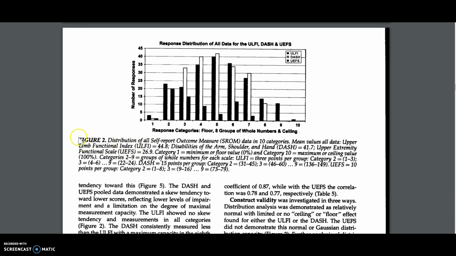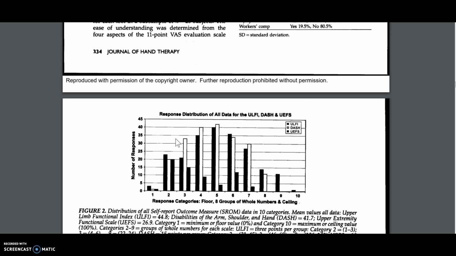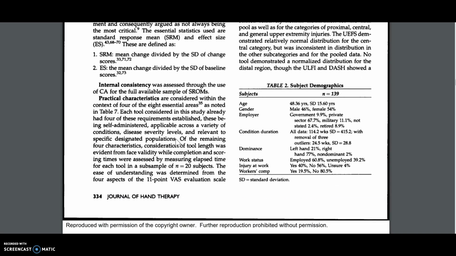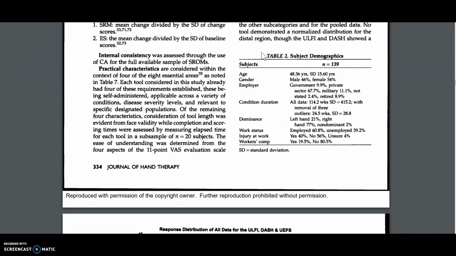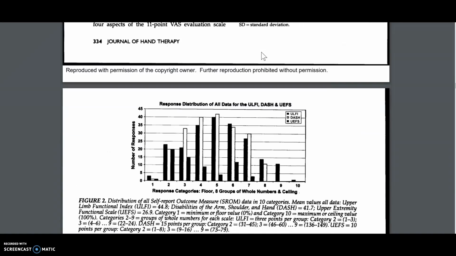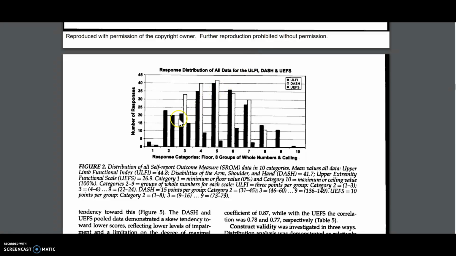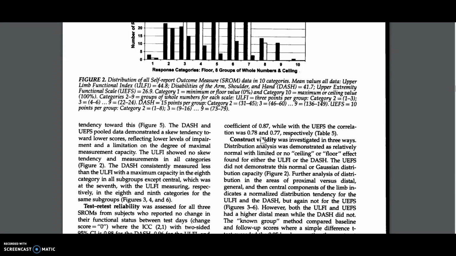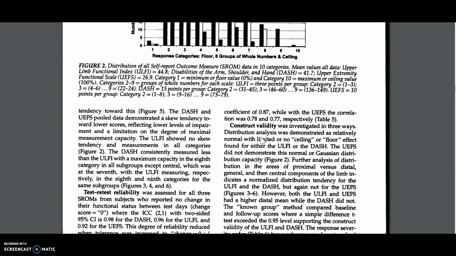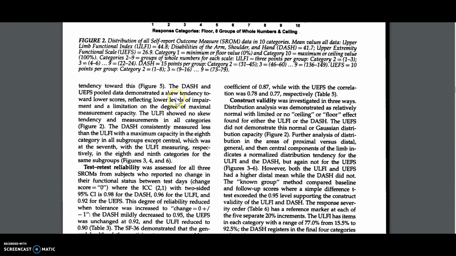Okay, so let's take a look at figure 2 since it's right here. Now, if we go back up to page 334 in the results, they're talking about the maximum scores achieved for responses for all three outcome measures. And here is where they report that information. In each category, because they looked at 10 categories. Now I'm going to keep going.